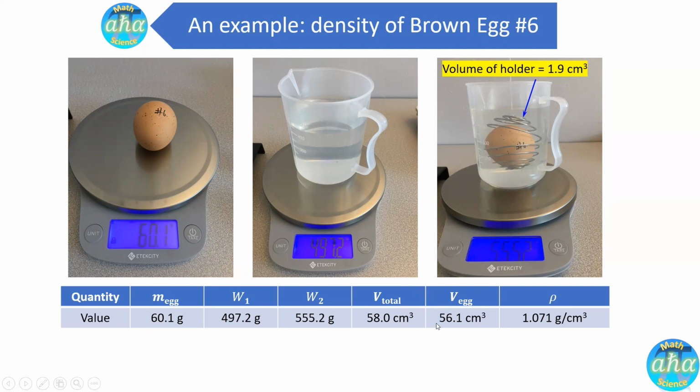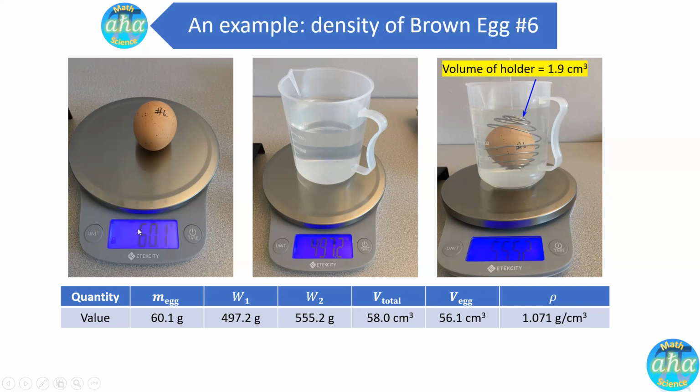So the net volume of just the egg is 58 minus 1.9. So that's 56.1 cubic centimeters. So now we have the mass of the egg, and we also have the volume of the egg, and we can do M divided by V, get the density, which is 1.071 grams per cubic centimeter.